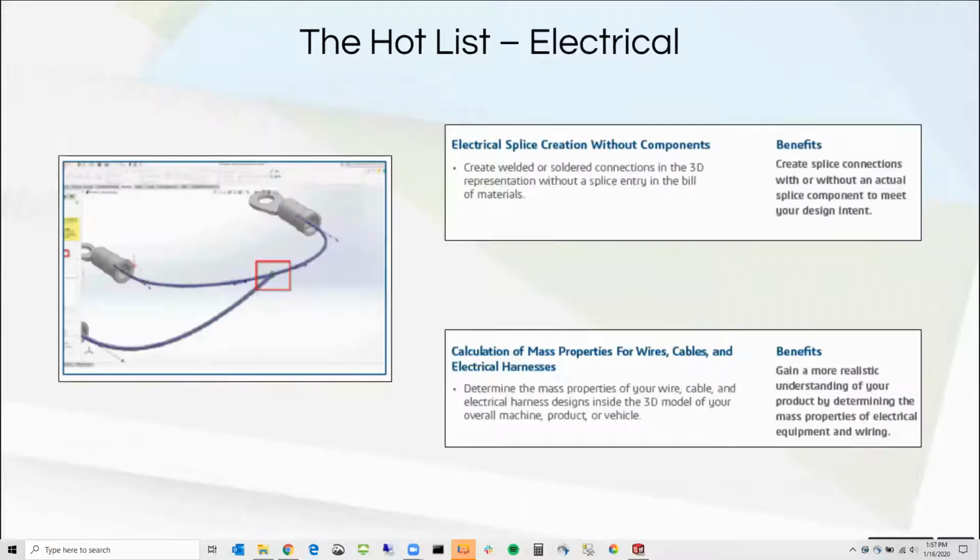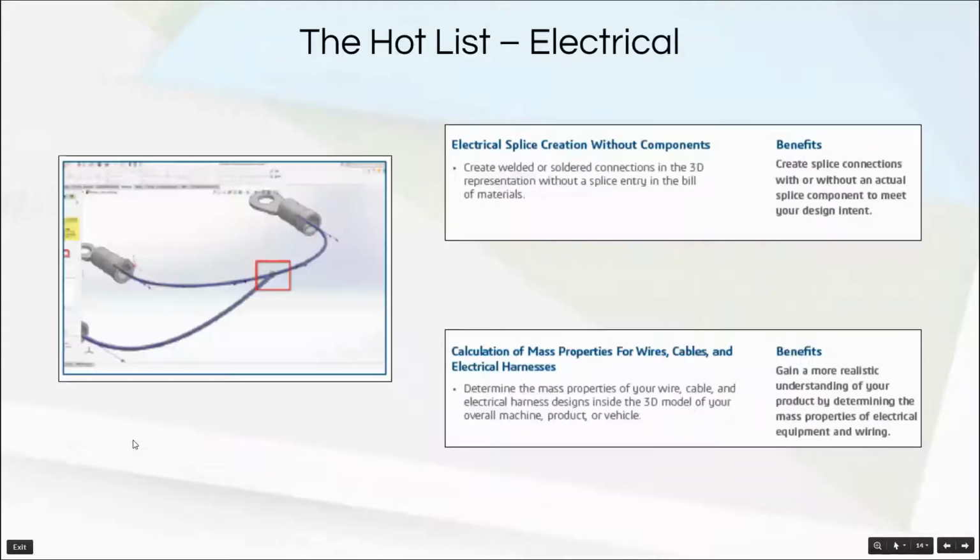So next we're going to get into the SOLIDWORKS Electrical space here. Just a couple things to mention here. The electrical splice creation without components. So now you can create a welded or soldered connection in your 3D representation without a splice entry in the bill of materials. So it keeps your bill of materials tidy. You don't have to do that extra step. It's just kind of more intuitive, nice little layer of ease for you in your SOLIDWORKS Electrical designs. And this last one, again, this is one of those enhancements where I was like, really?